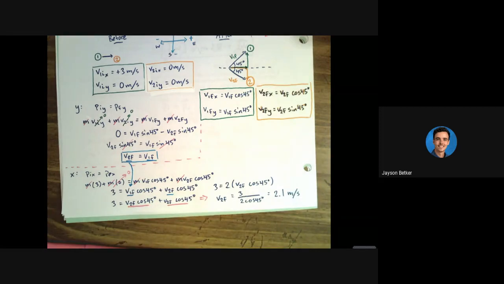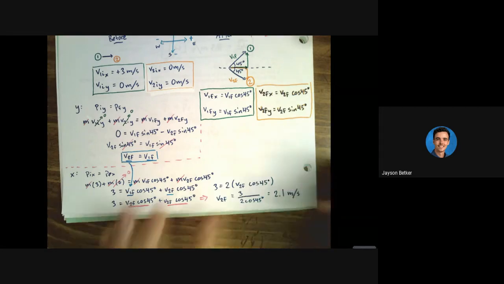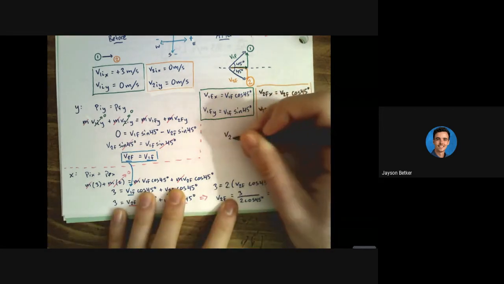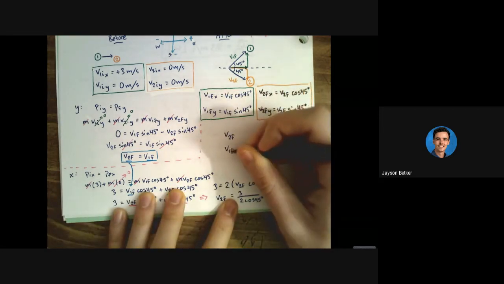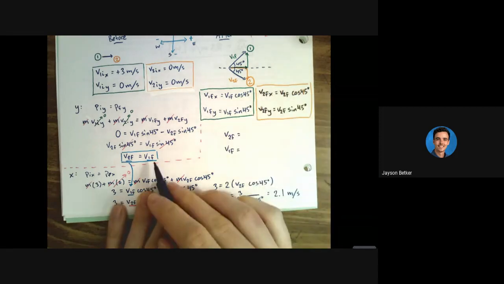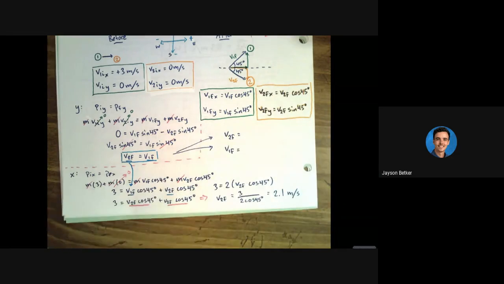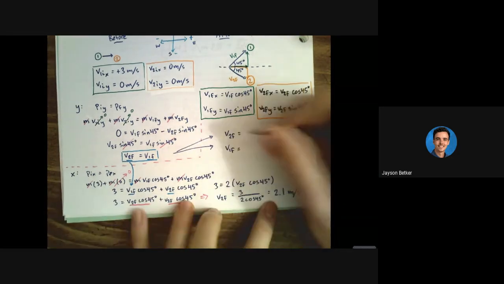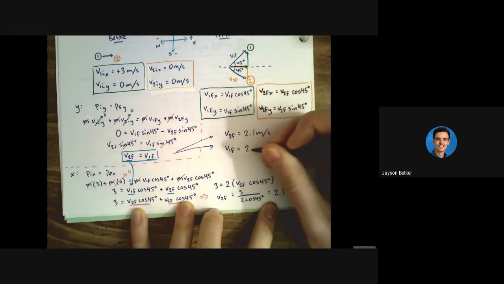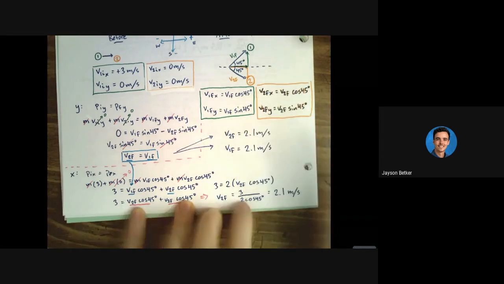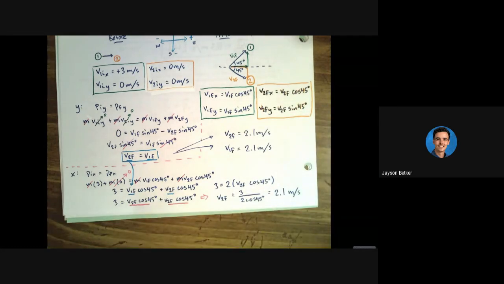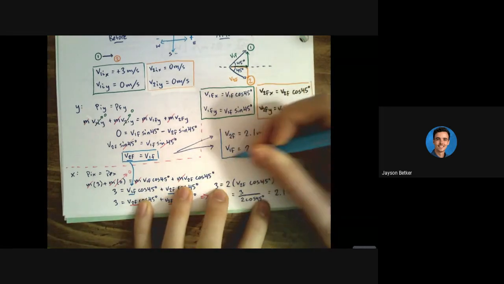Okay, now just a reminder, if I look back up, so now I know that V2F and V1F are both the same because of this, right? So if V2F I found is 2.1 meters per second, that also means that V1F is 2.1 meters per second. So we have a nice little similarity between the two of them there. That is our final answer.